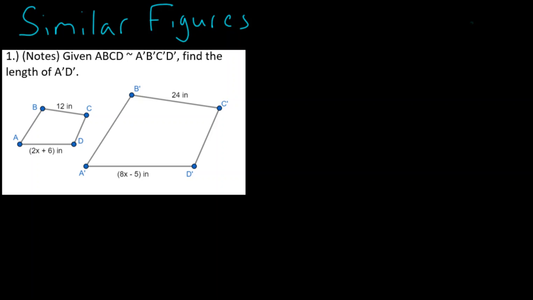Alright, y'all, and welcome to similar figures. Now, what are similar figures? Well, essentially, we're just saying that we took a shape and we have dilated it. We have dilated it to become larger or smaller by using a scale factor.